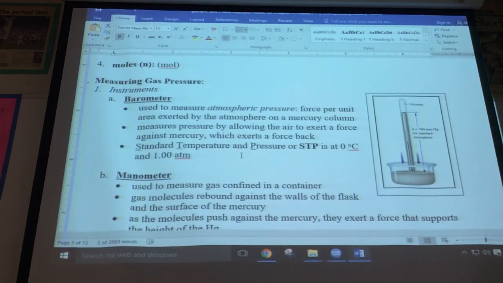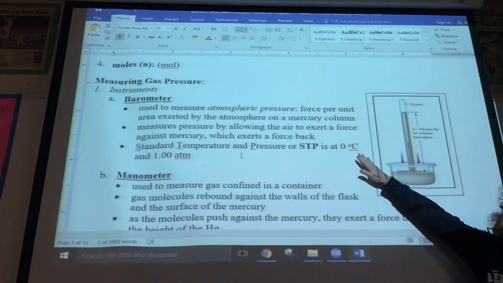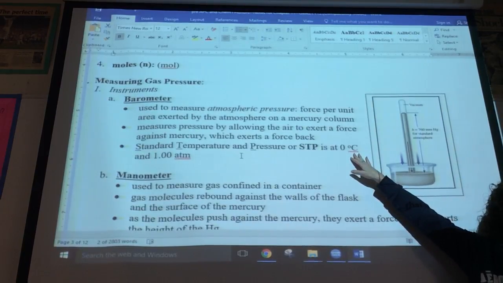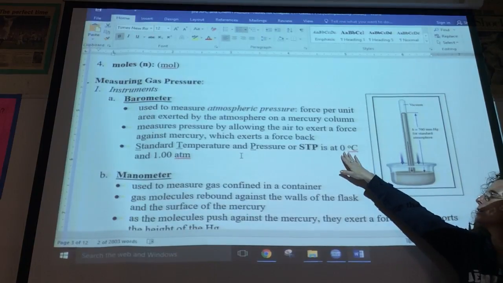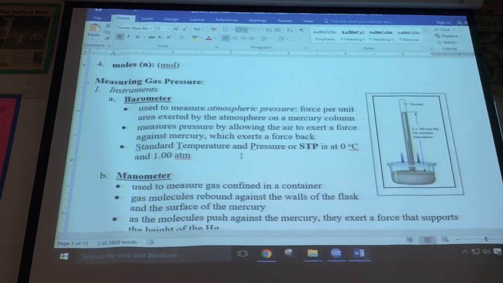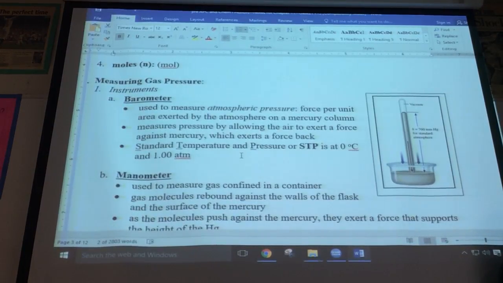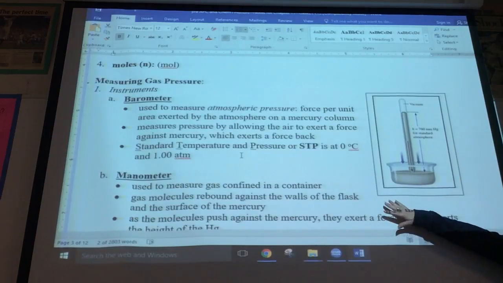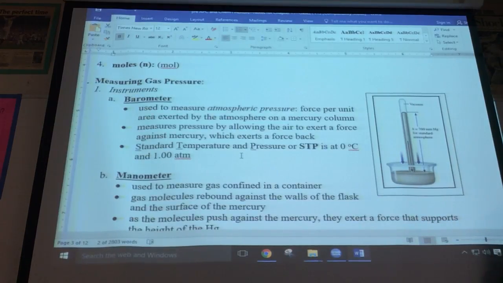Now, a lot of calculations, measurements, etc. are done at STP. STP stands for standard temperature and pressure. The temperature is 0 degrees Celsius and the pressure is 1 atmosphere. STP is something you will want to be familiar with. A manometer is a device used to measure gas pressure when the gas is confined in a container. For example, bike tires, car tires, etc. Some of you know how to measure the pressure. You're using a manometer.